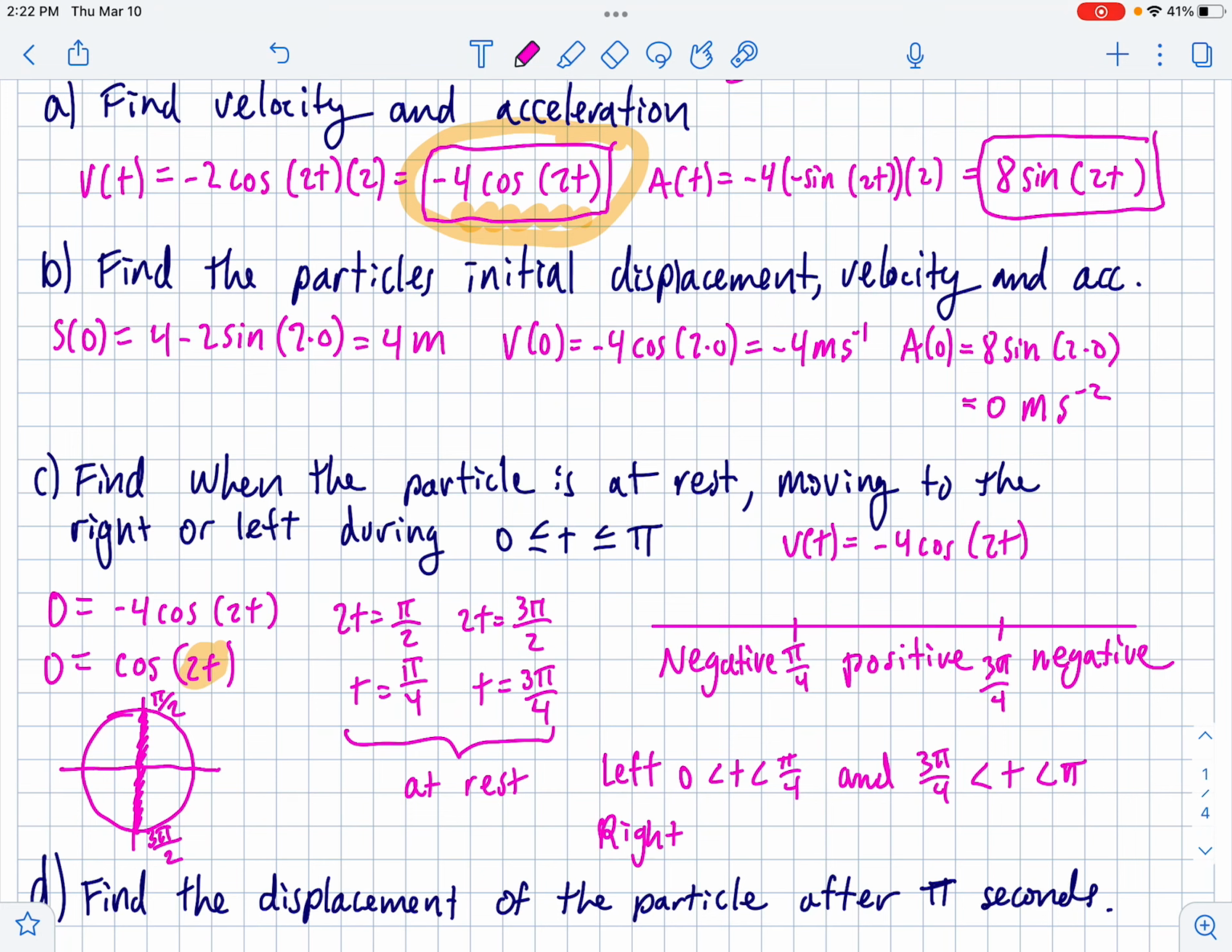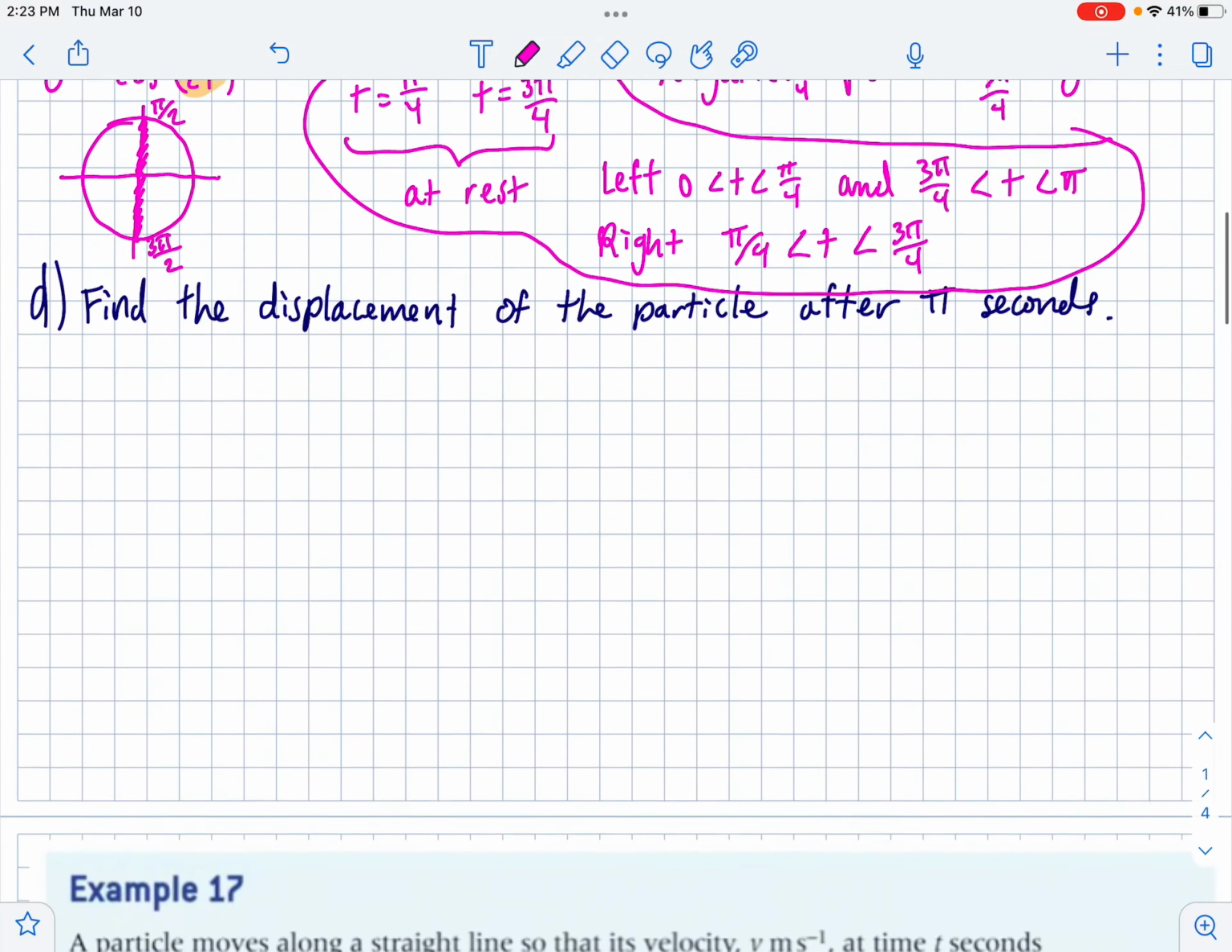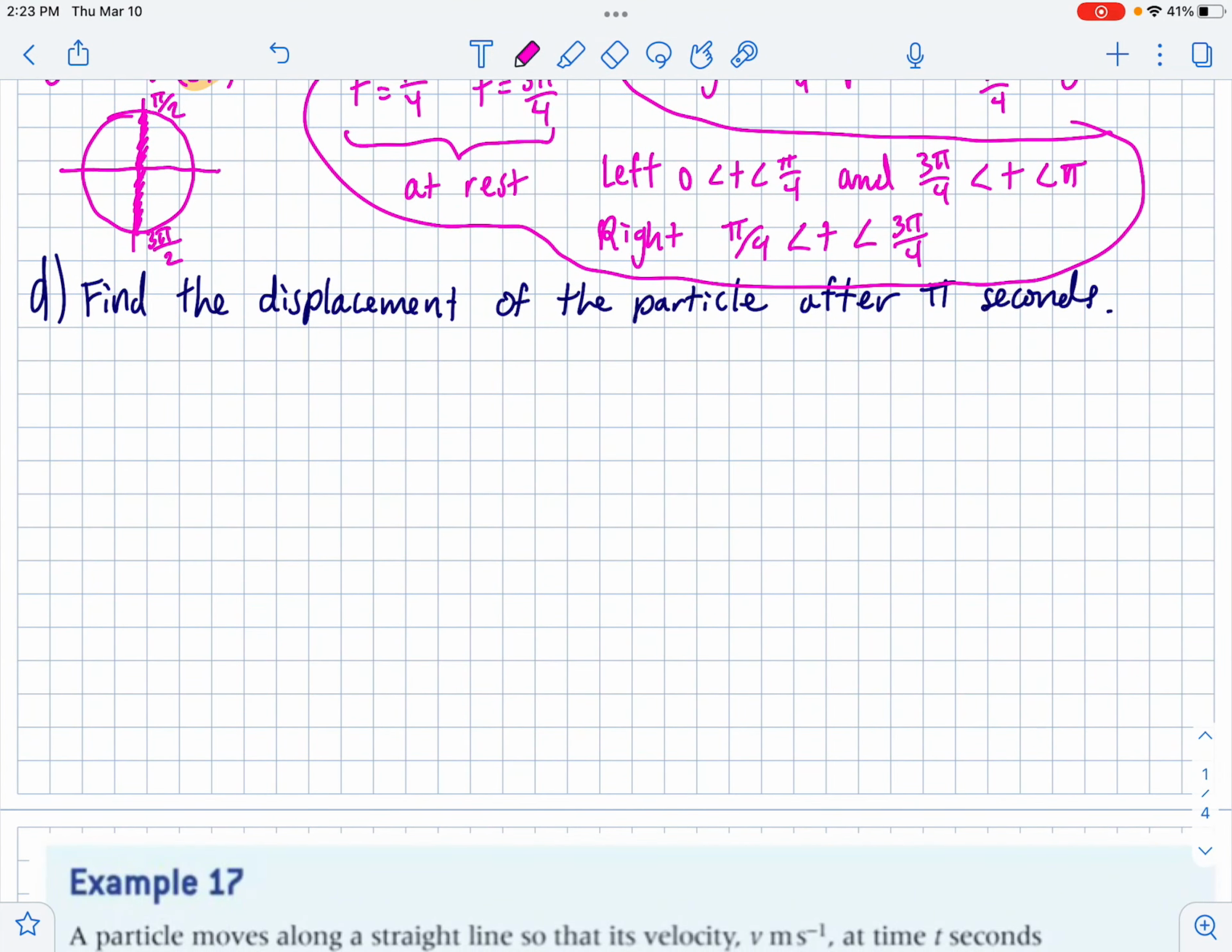And it's moving to the right in between pi over 4 and 3 pi over 4. So all of this is the answer to that question. It's at rest at pi over 4 and 3 pi over 4. It's going to the left from 0 to pi over 4 and 3 pi over 4 to pi. It's moving right from pi over 4 to 3 pi over 4.